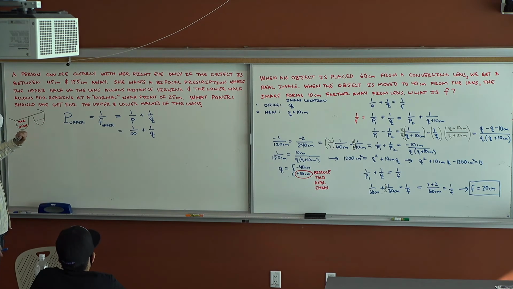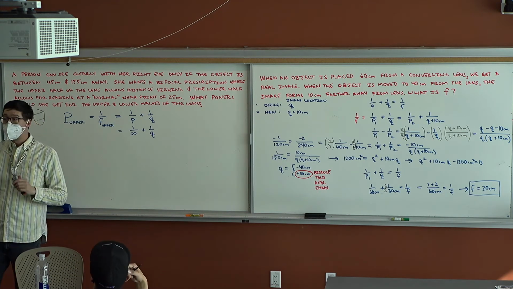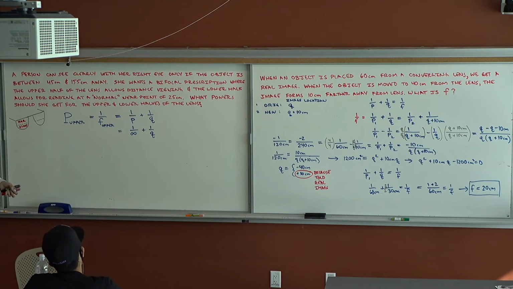I want to say 155 centimeters. 155 centimeters from her eye. Now, the standard thing that we assume is that the eyeglass is a couple centimeters in front of the eye. But again, if it's more or less, you'd have to adjust, but let's assume that I can't draw. I don't know why I'm trying this. This is going to end badly.